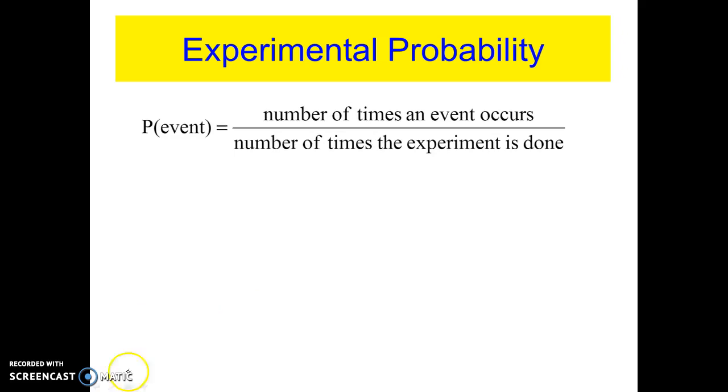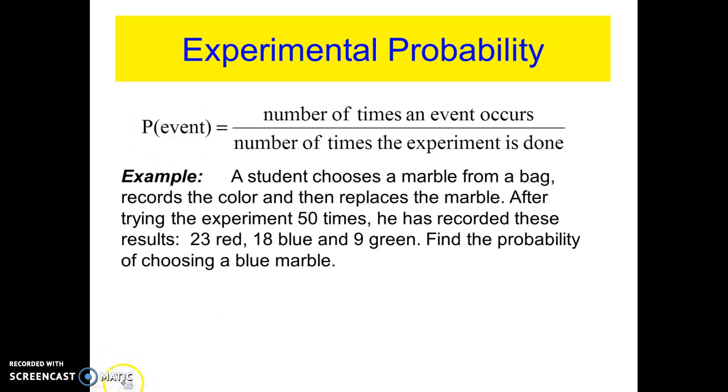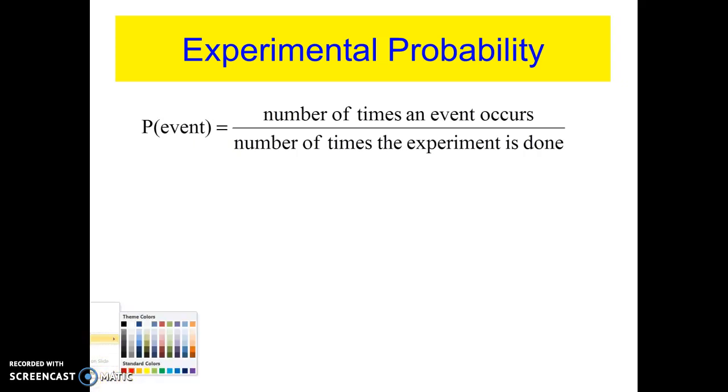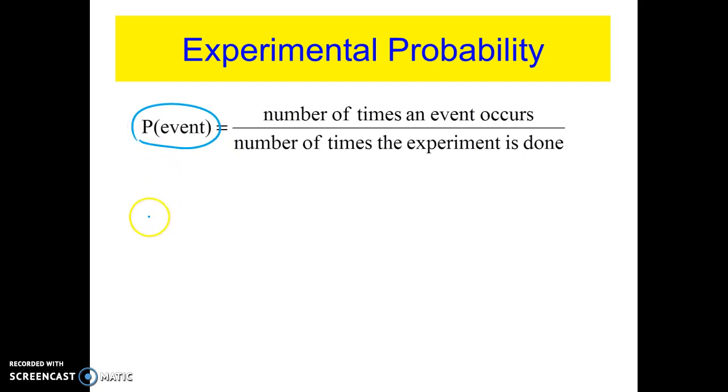So they give you this equation, and first I'm going to dissect it a little bit for you. When you see P and then in parentheses event, P stands for probability. It means the probability of whatever the event is happening, or what's the probability of an event happening.